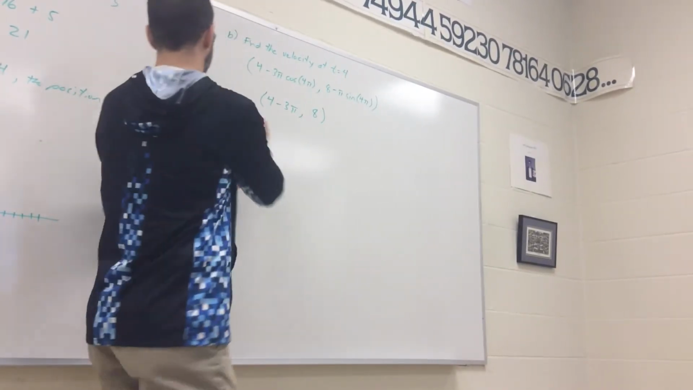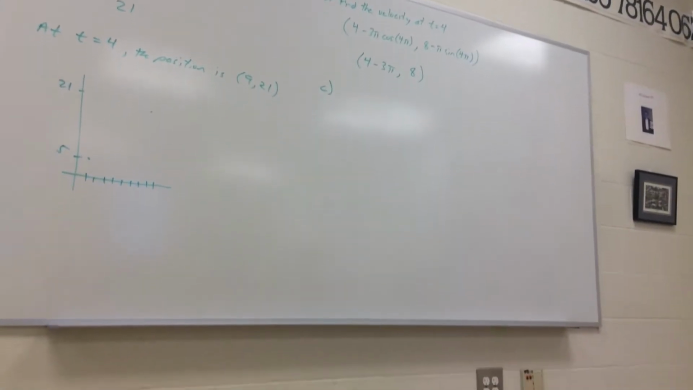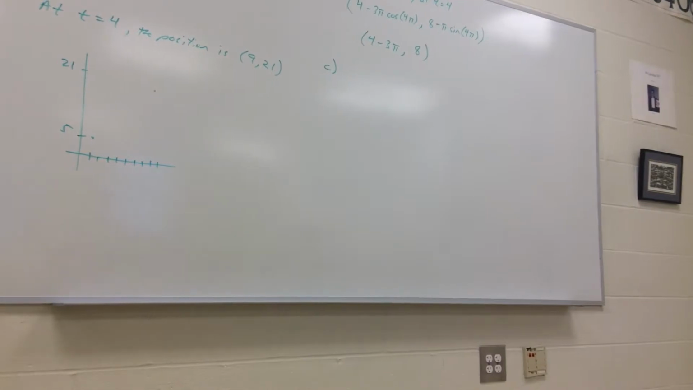Okay, so that's the answer to B. And part C says, find the magnitude and direction of the velocity at t equals 4.